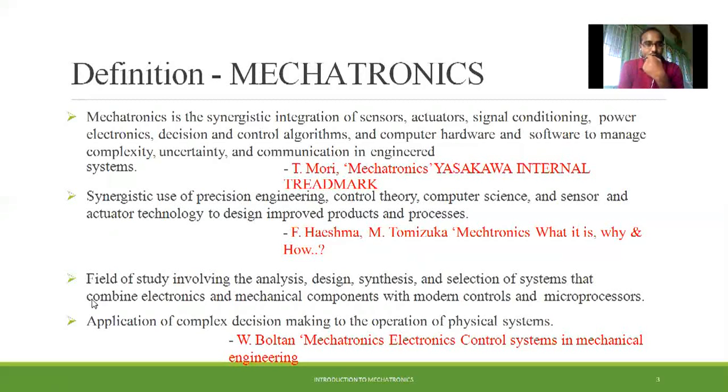Next, we have one more definition, a statement given by W. Bolton, which is well suited for robotic technology as well as mechatronics, electronics, control systems, and mechanical engineering. A field of study involving the analysis, design, synthesis, and selection of systems that combine electronics and mechanical components with motor control and microprocessors. Application of complex decision making to the operation of physical systems.